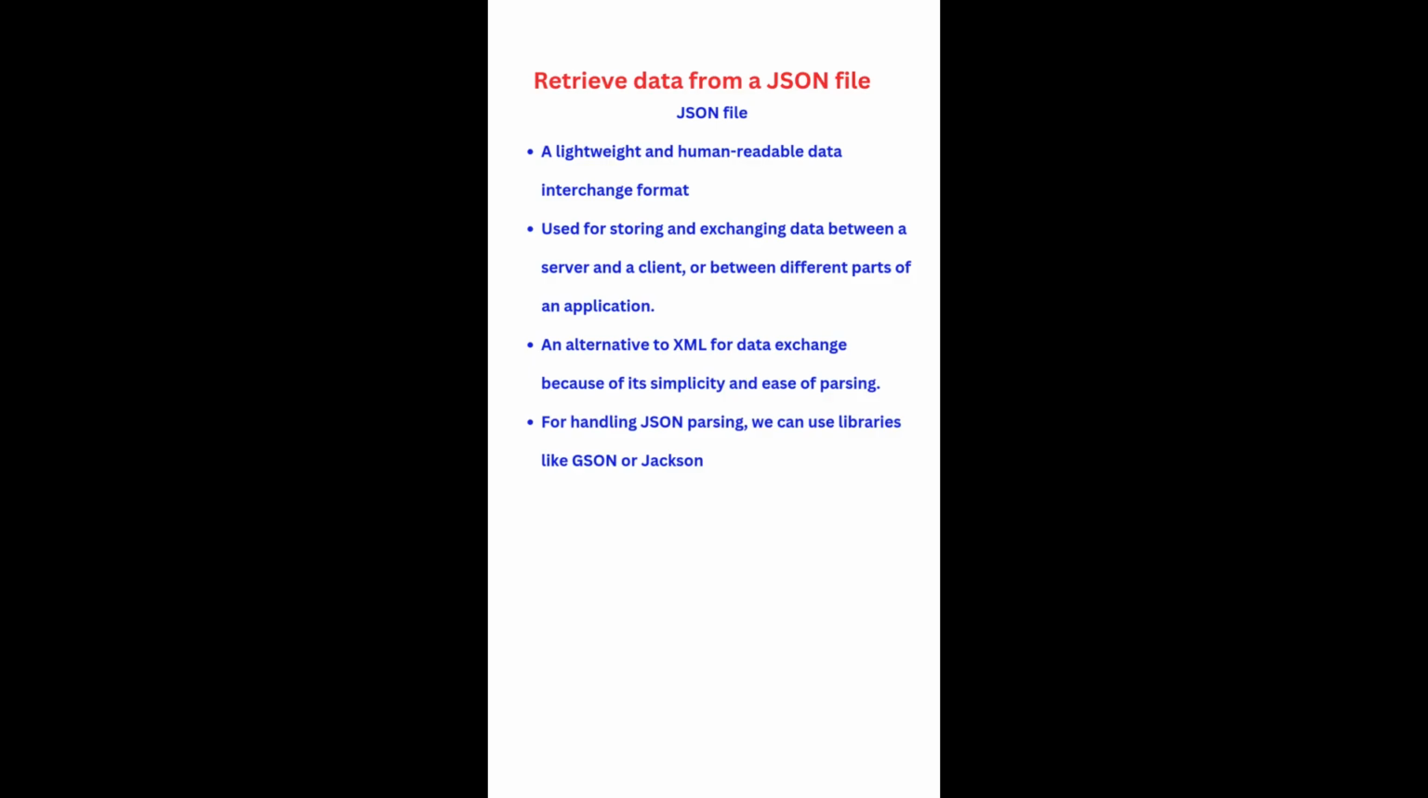Retrieve data from a JSON file. JSON file. It is a lightweight and human-readable data interchange format, used for storing and exchanging data between a server and a client, or between different parts of an application. An alternative to XML for data exchange because of its simplicity and ease of parsing. For handling JSON parsing, we can use libraries like org.json or JSON.simple.